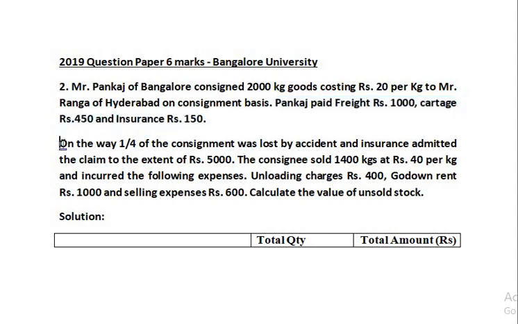The next information: on the way 1/4 of the consignment was lost by accident. Total goods consigned is 2000 kg. Out of 2000 kg, 1/4 of the consignment, nothing but 25%, which means 500 kg of goods, was lost by accident. So is this normal loss or abnormal loss? This loss is the abnormal loss in transit, while taking goods from Bangalore to Hyderabad.